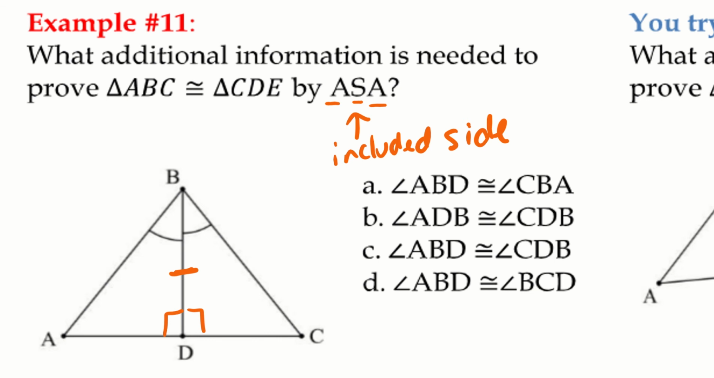So the side has to be included between the two angles. So I need these two angles here. So let's see if we can match it up. So ADB. So ADB, we have it here. We don't seem to have it anywhere else. Let's go ahead and double check the other one. So ADB, and we should have CDB on the other one. Oh, perfect. There we go.